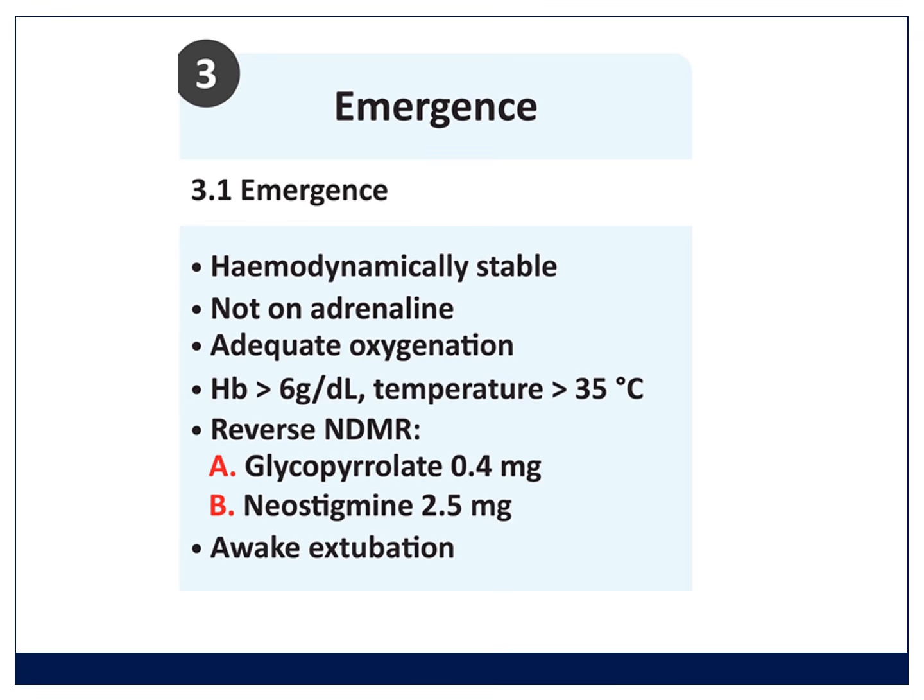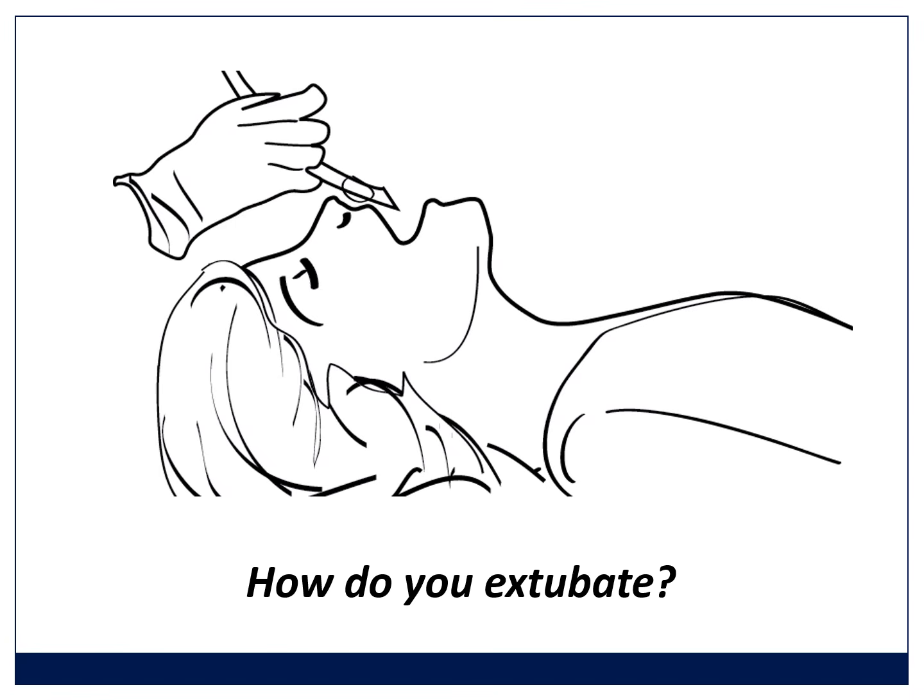If you've used a non-depolarizing muscle relaxant like rocuronium, then you need to reverse, and I've put the doses of glycopyrrolate and neostigmine, and you give those together. Remember, if you give the reversal of neostigmine on its own, you're going to get those anticholinergic or antimuscarinic side effects of bradycardia. And then as a general rule in the district hospital, I recommend awake extubation, not a deep extubation. How do you extubate?